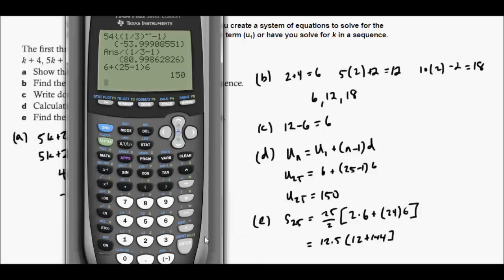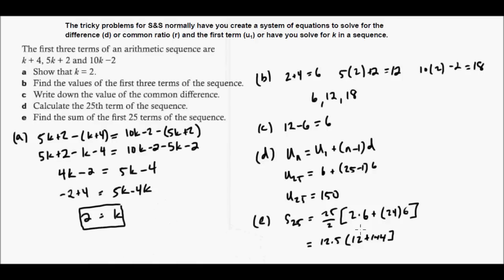Okay, so let's do that. 12 times 156. Wait, did I do that wrong? I may have done that wrong. It's 12.5. Oh, 12.5. I knew I did something wrong. Times 156. So you've got to be careful of that. I was just being silly there. Okay, so equals 1950. All right, so I'm just going to put it over here. Okay, so there you go.